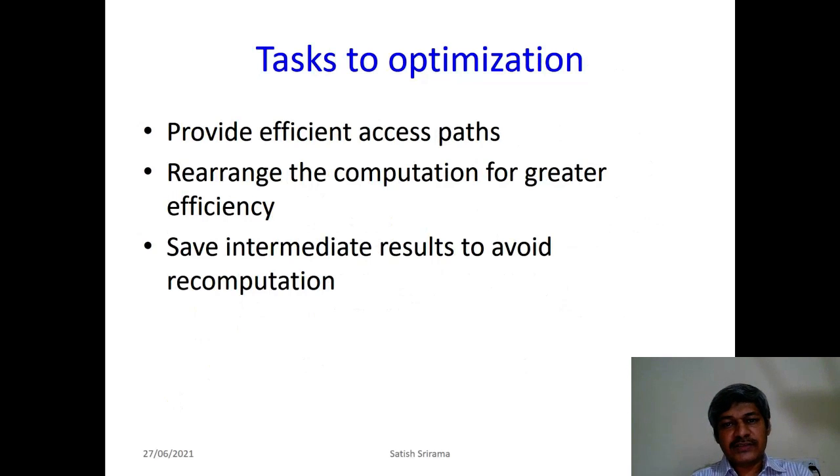So there are several tasks for optimizing these models in this class design stage. First thing is to provide efficient access paths. We will discuss what these are in the coming slides. This basically deals with associations. And then we have to rearrange the computation for greater efficiency, and we also have to save intermediate results to avoid recomputation. So these are some of the optimizations which you can introduce into this class model.